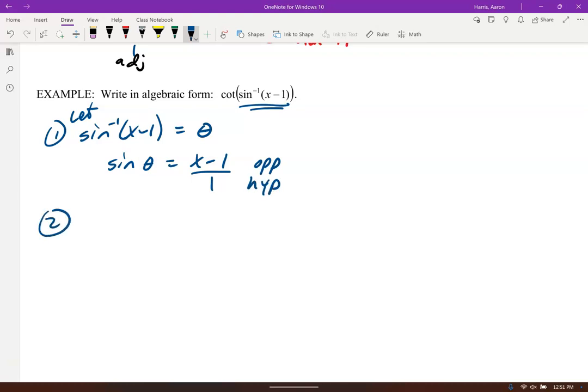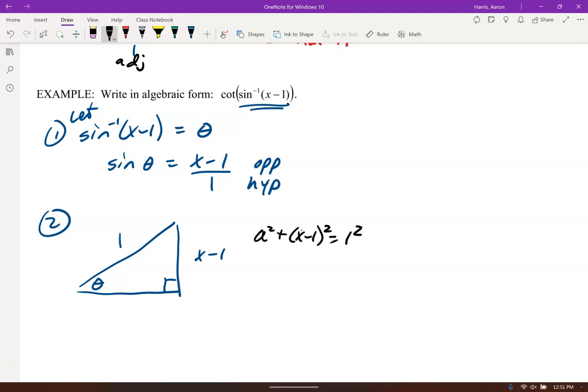So let's go ahead now and draw our triangle with theta here. Here's our theta. Opposite side would be x minus 1. Hypotenuse would be 1. And let's go ahead and solve for the remaining side. So I got a squared plus x minus 1 squared equals 1 squared. I'm solving for this a right there. Right? Let's subtract this from both sides.